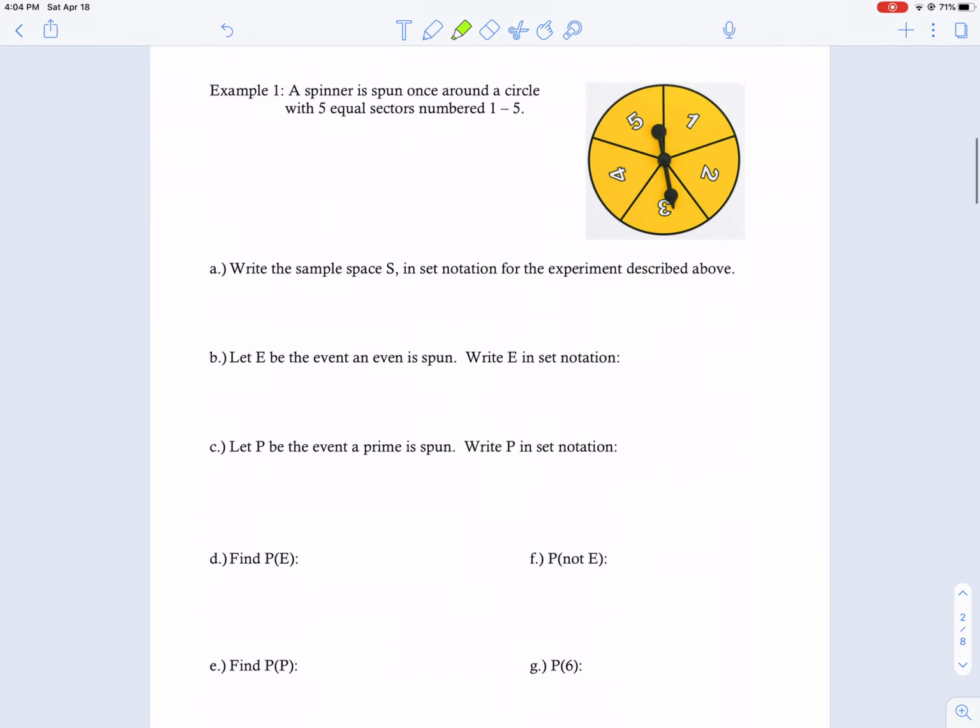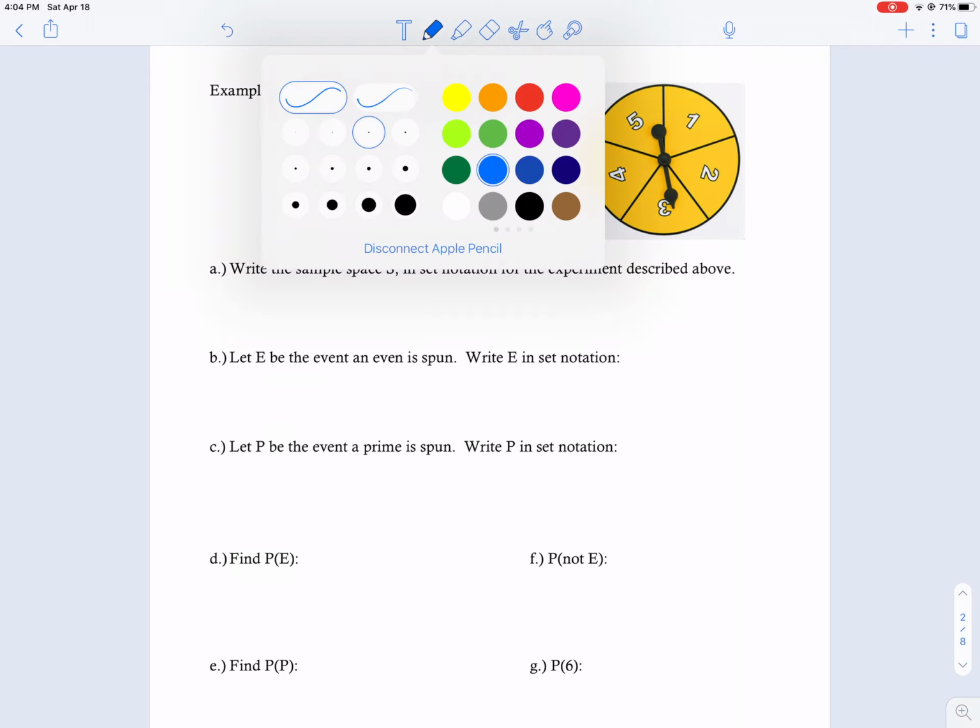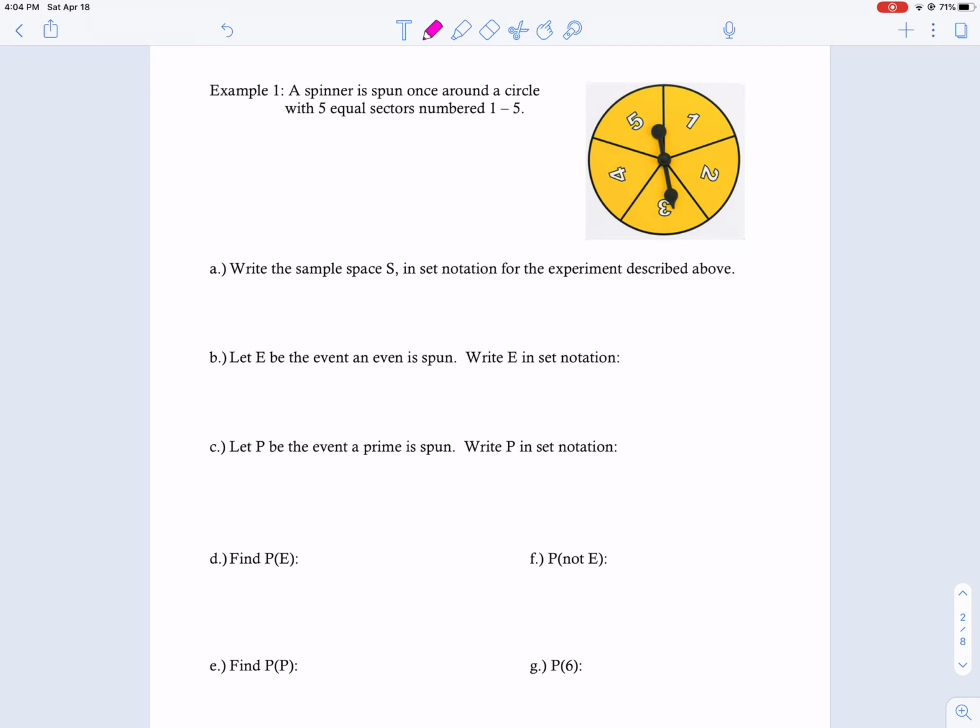So if you look at our first example, it's a spinner, and this spinner is set into 5 equal sectors, numbers 1 through 5. First thing they want you to do is write the sample space, S, in set notation. This is important: set notation for the experiment described. So they're telling you to make it S equals, and here's your set notation. What are your possible outcomes? It's either 1, 2, 3, 4, or 5. So there is your sample space for letter A.